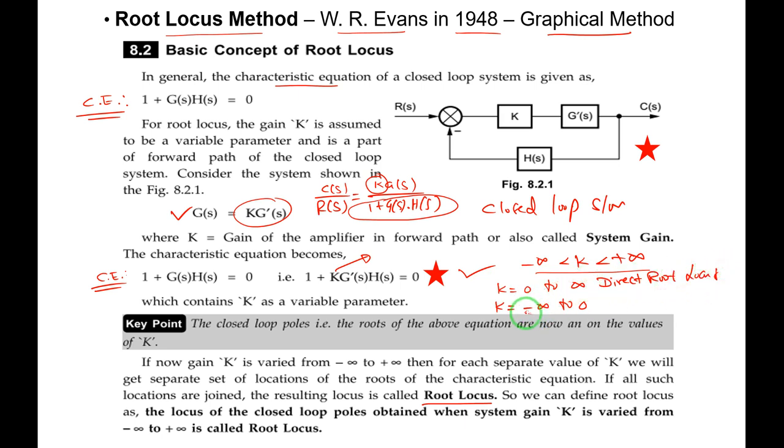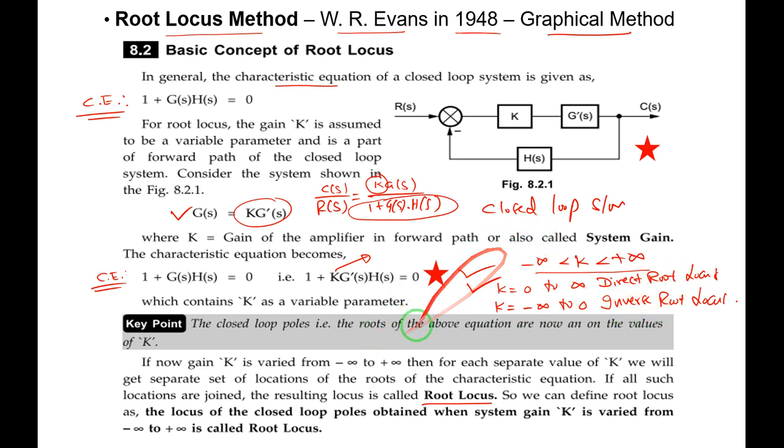If k is varied from minus infinity to 0, negative values, right? So it is the inverse root locus. Please keep that in mind, inverse root locus. Always we think only about the direct root locus, meaning always k is varied from 0 to infinity. We will not worry about this part, right? So always we assume that k is varied from 0 to infinity. We will see only the direct root locus, not the inverse root locus, right?